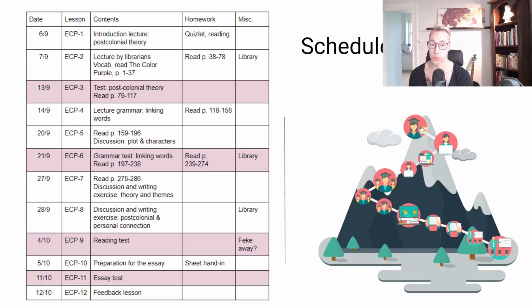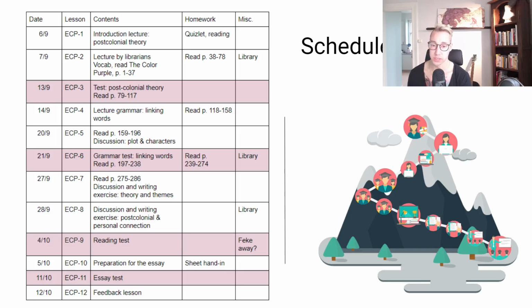Once done, we will once again practice discussing and writing, and in this case it will be related to the theory and to the themes of the book. We do that once again the following lesson, and then we improve it even further by adding postcolonial theory and also a personal connection. You will see in just a minute that this is something that you will be asked to do during the final test as well.